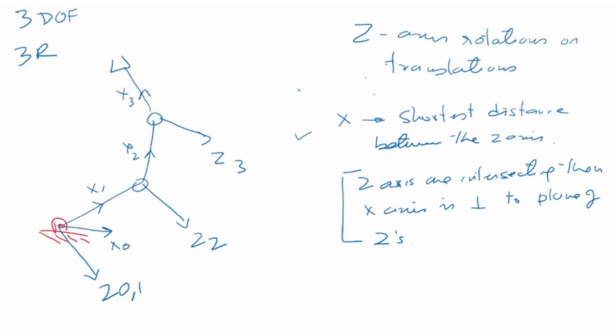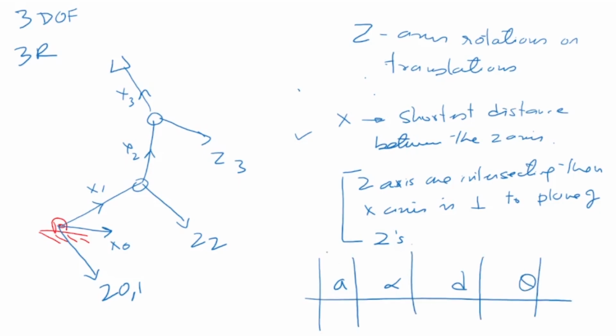We said that we have to identify the parameters A, alpha, D and theta, and we also said what these parameters are in terms of the DH table. A is the distance between the Z axes, alpha is the angle between the Z axes, D is the distance between the X axes, and theta is the angle between the X axes. Let's proceed from here. This is a simple case of a 3R planar manipulator.